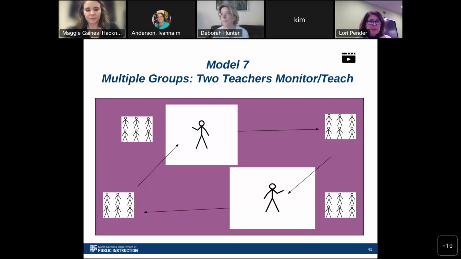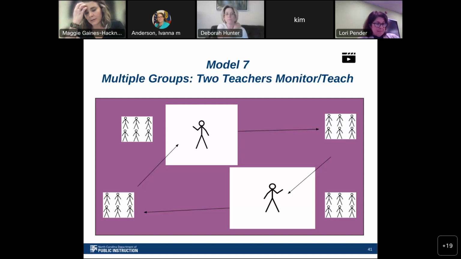All right, so let's look at Model 7 and think about the I notice, I wonder from your notes. So take just a minute, and if you can chat. And Maggie, I cannot see the chat with my screen shared on my Chromebook, so if you can read those. All right, I've got it. What do you notice or wonder about Model 7?